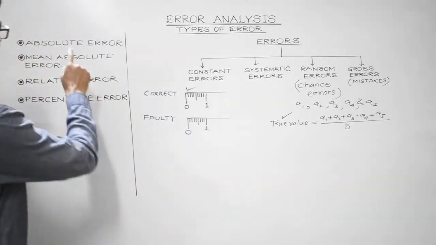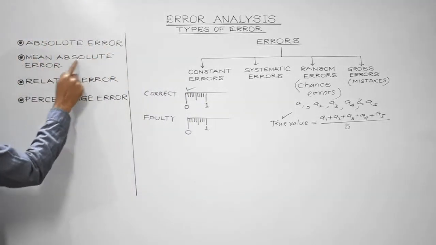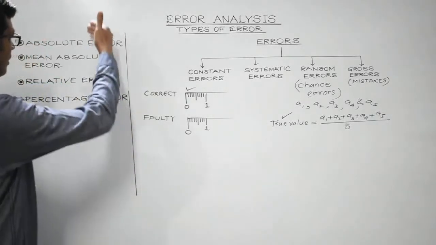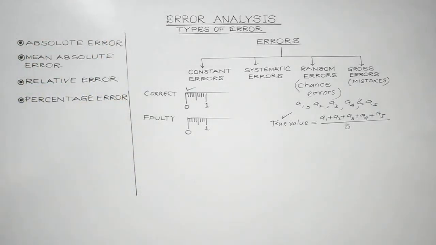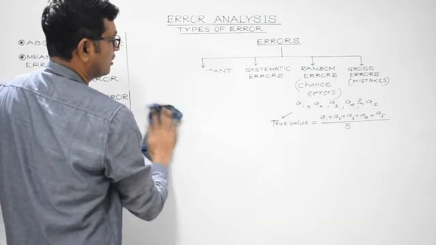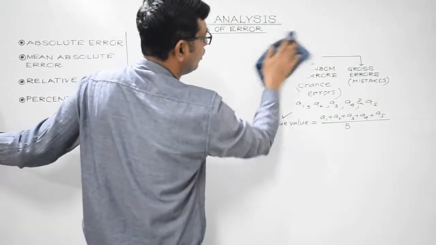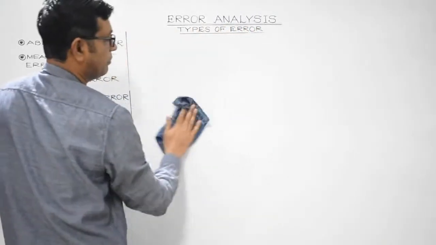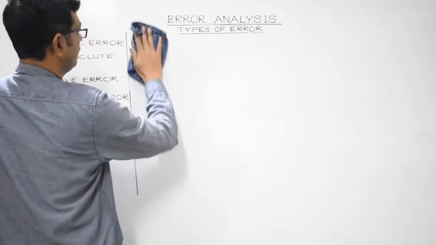They are absolute error, mean absolute error, relative error, and then percentage error. So we'll discuss one by one. So let's start with absolute error. Just now we have discussed the true value of a physical quantity is the average or the arithmetic mean of the observed values, right?